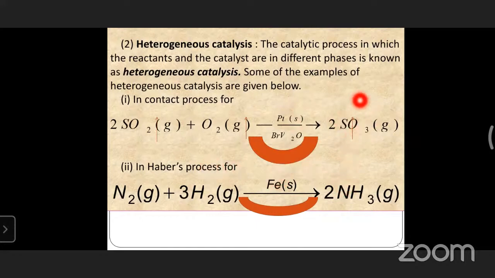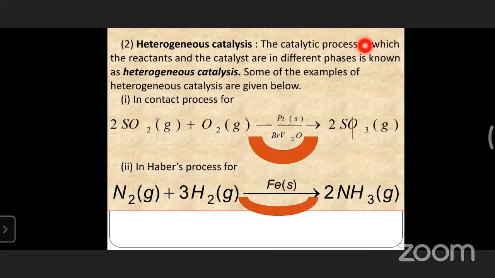In the formation of SO3, the oxidation of SO2, we use asbestos as platinum in the contact process, and vanadium pentoxide can also be used. These catalysts are solids, but the reactants and products are gases. This is a solid, iron is a solid, but the reactants and products are gases. Such type of catalysis, so what definition is given?